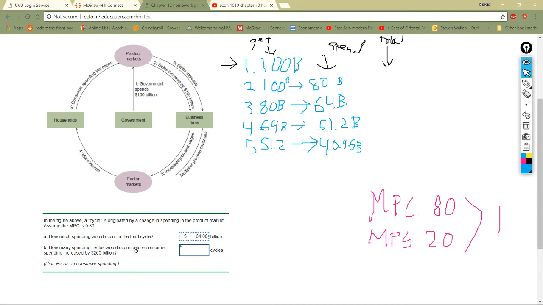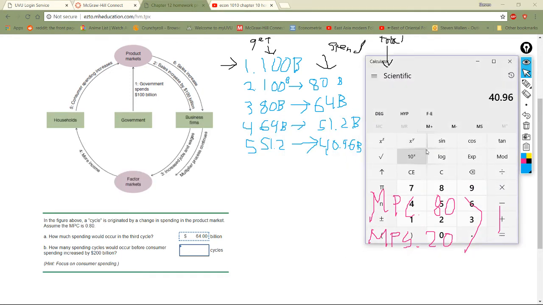How many spending cycles would occur before consumer spending is increased by 200 billion? Remember, not total spending. This was what the government spent. They want to know how much consumers are spending. This is where the consumers are spending. So we got to add this up and see at what point we get to 200 billion, okay? So let's go ahead and take a look at this. Go over here. So we got 40.96. We need to clear this.